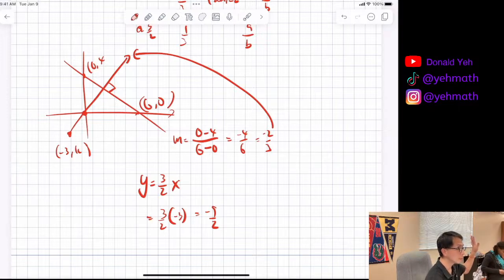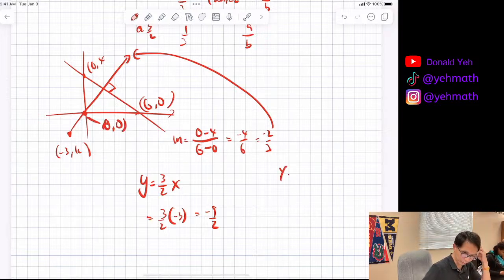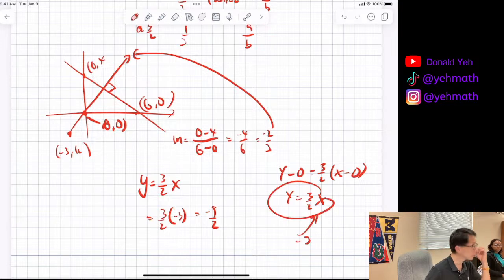Anybody get this one right? Very impressive. Yes. Why is it set? This point is 0, 0, right? So if I had y minus 0 equal to 3 over 2 times x minus 0, would it be y equal to 3 over 2 x? And then just plug in negative 3. A very strong question, by the way.